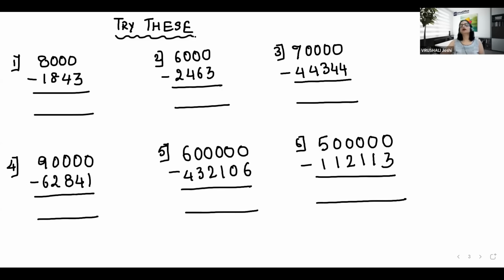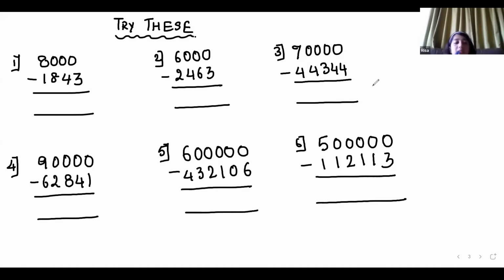This method is very useful when you are working on money value sums. You understand the meaning of money value sums? Like somebody gave me 200 rupees and I purchased something for 132 rupees. Then this kind of method is very quick. Can you just explain the first one?